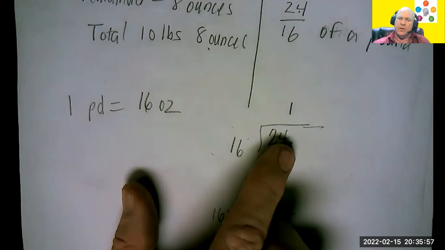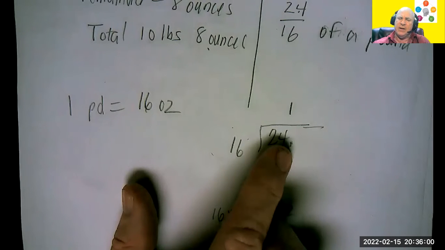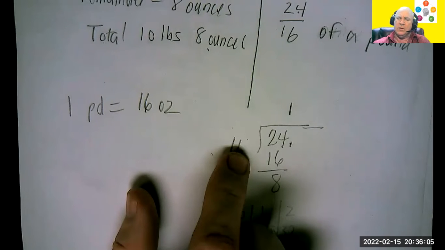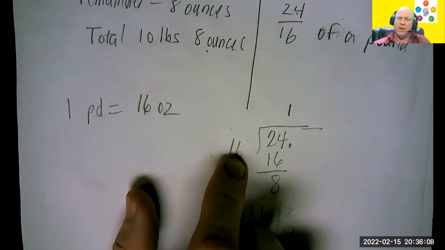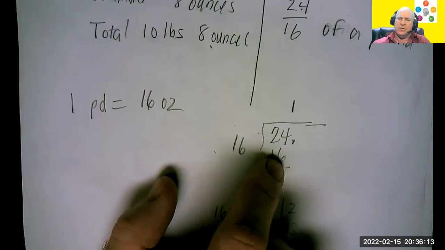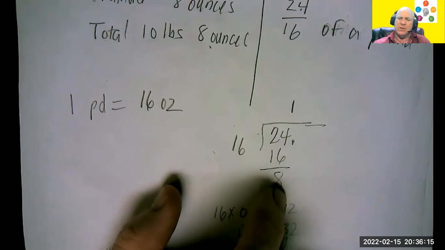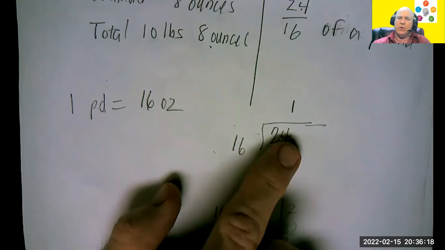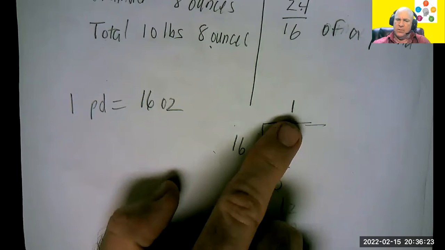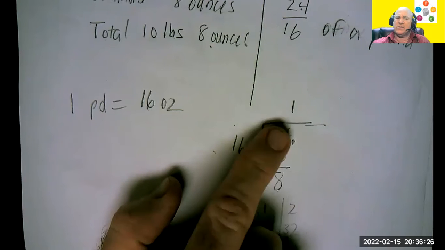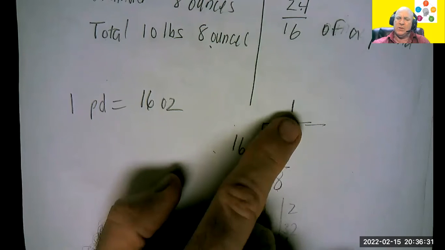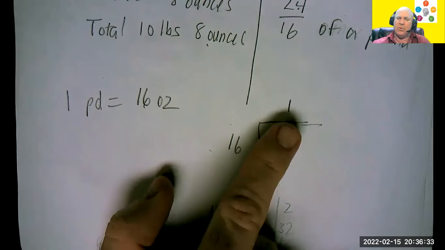24, our dividend, divided by 16, the number of ounces that are equal to 1 pound, is 1. 16 times 1 is equal to 16. And I have a remainder, since we're talking about ounces, of 8 ounces left. 1 pound, because 16 ounces equals 1 pound. I have 1 pound and 8 more ounces.